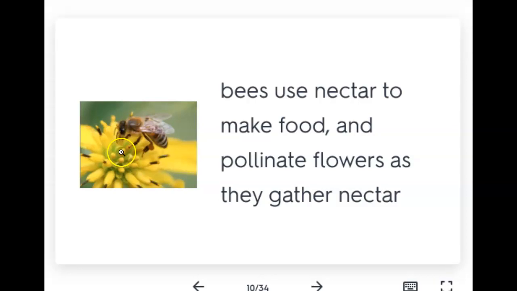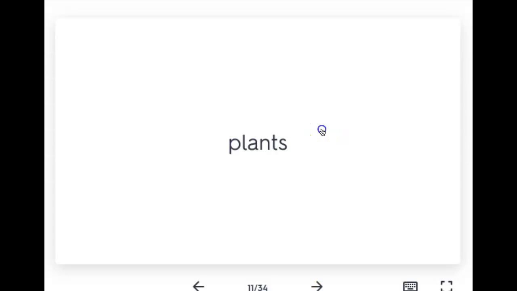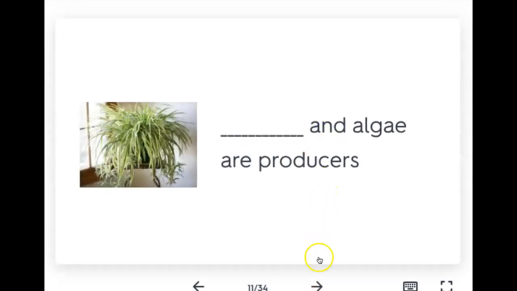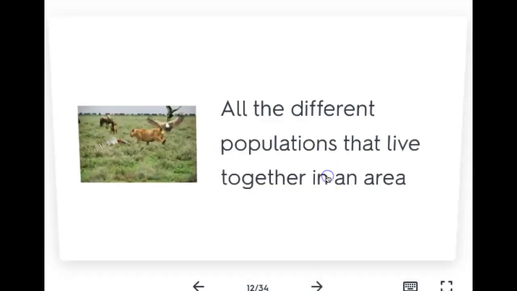And so the bee will end up getting some of that pollen on the little hairs on its body, and those pollen particles will fall off as the bee flies to another flower, and that will pollinate the next flower. Plants and algae are going to be producers. They're autotrophs, so they'll make their own food through photosynthesis.